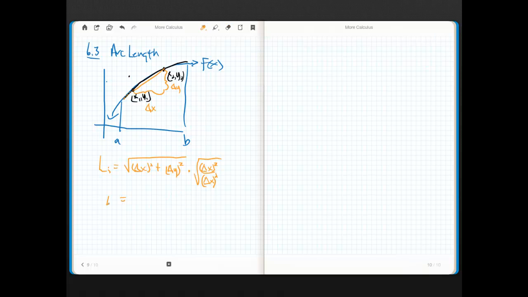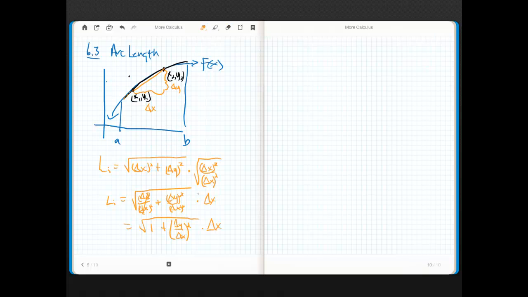Now watch what happens here. This tells me that the length of this ith segment is the square root of delta x squared divided by delta x squared plus delta y squared divided by delta x squared, and then outside I have a delta x, don't I? Now watch what happens. That goes away, and I end up with the square root of 1 plus delta y over delta x, squared, times delta x. Now all that is the length of this ith line segment.